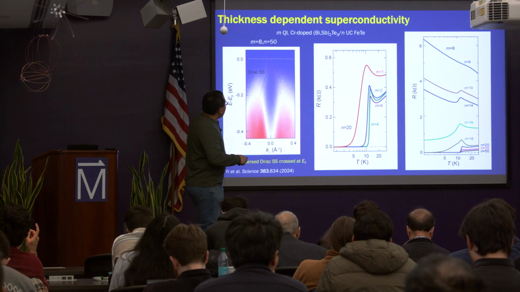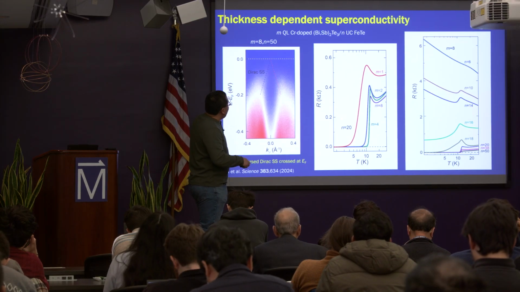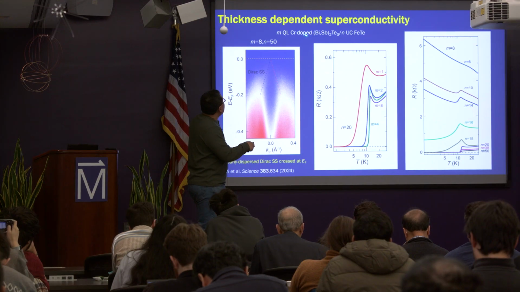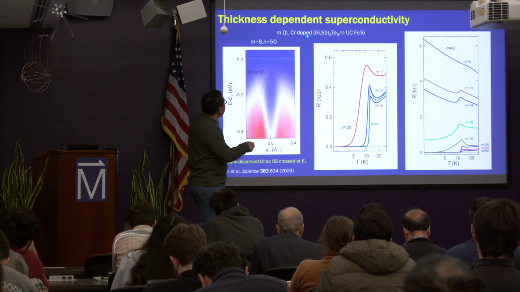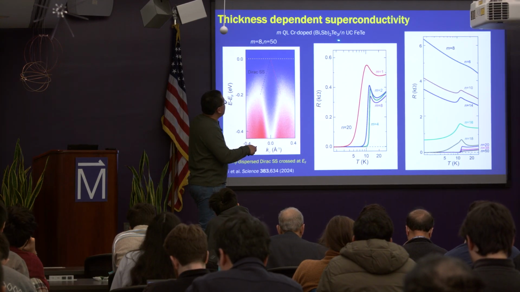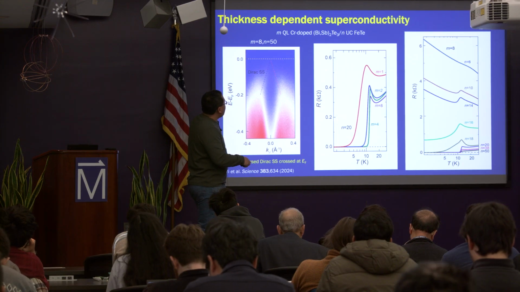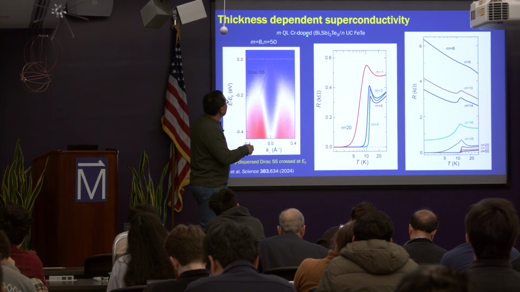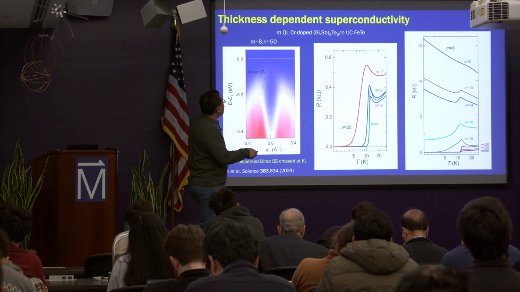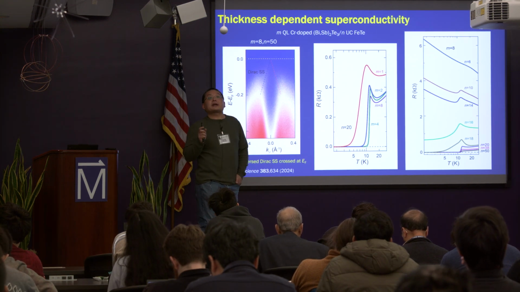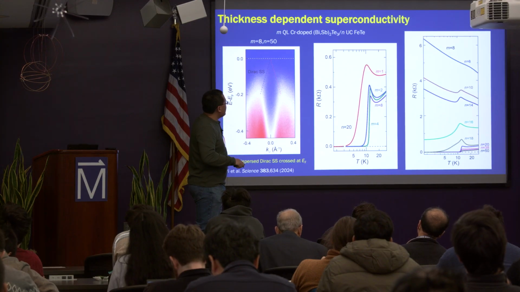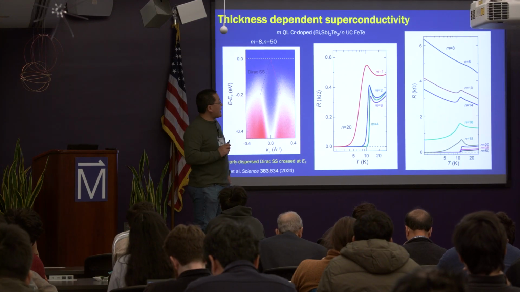For the first one, we keep N equal to 20. We keep the thickness of antarite and systematically change the thickness of chromium-doped bismuth antimony telluride. We can see that for 20 unit cell antarite with 1 quintuple layer chromium-doped bismuth antimony telluride, you already see superconductivity. The Tc onset is around 10 Kelvin. The Tc zero is around 3 Kelvin.